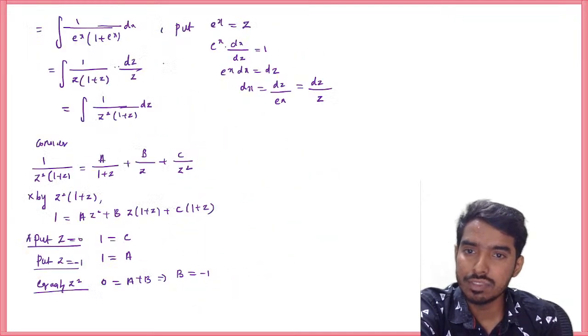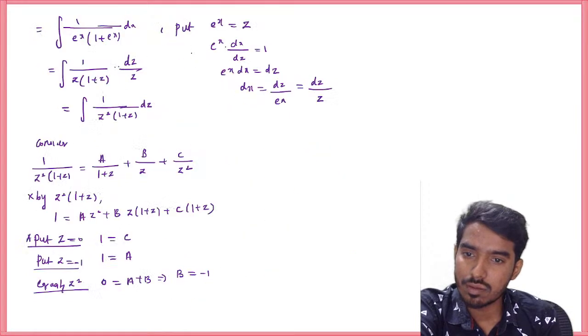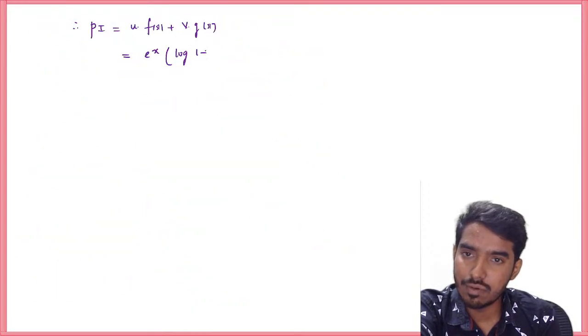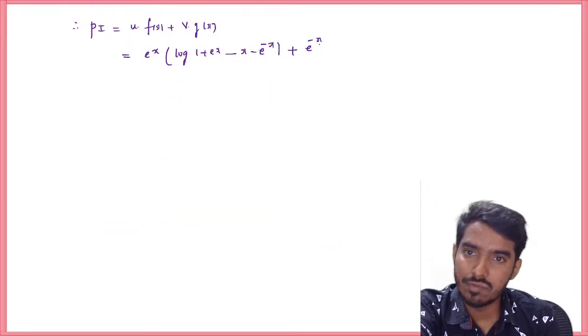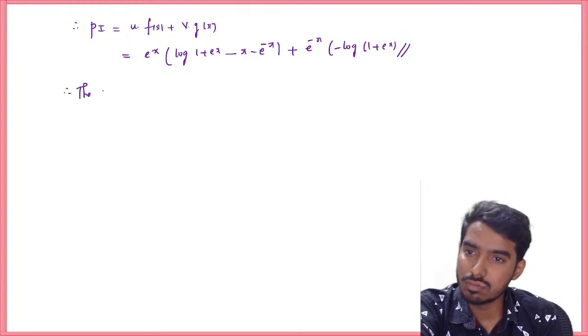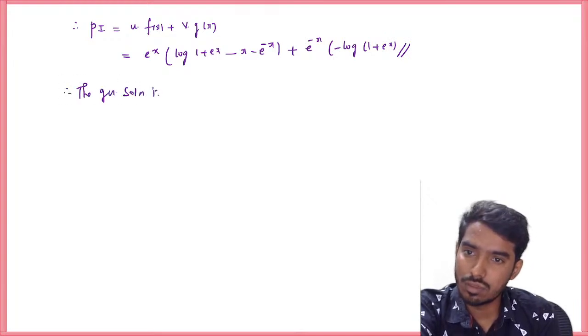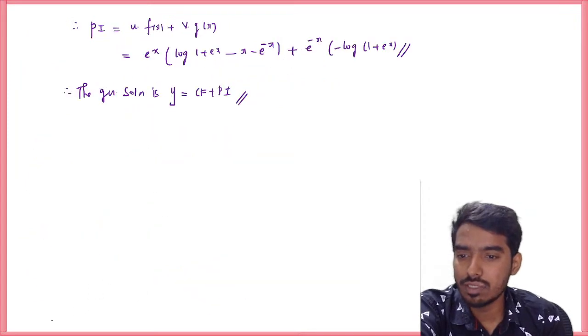What is u? U is e power x. F of x is log of 1 plus e power x minus x minus e power minus x plus b into g of x. This is a particular integral. So therefore, the general solution is y is equal to CF plus PI. Now add it up to get the solution, right? Is it clear?